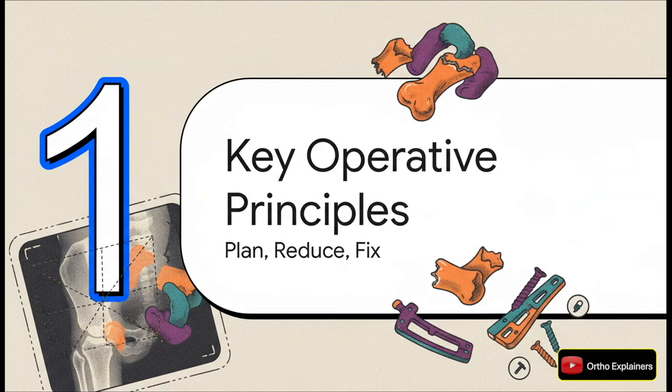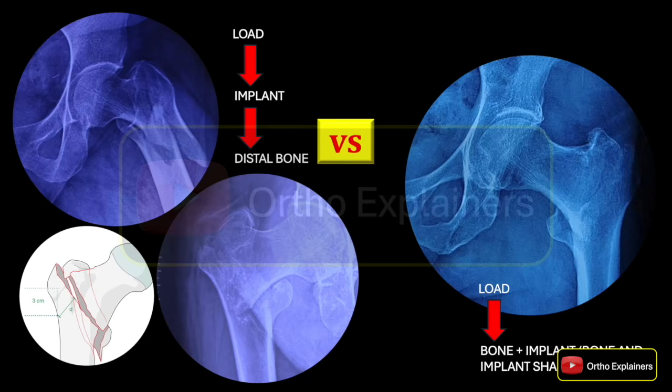This first section is all about the fundamentals that really dictate your success, starting from the second you look at those initial x-rays. We're talking planning, reduction, and fixation. Look, the absolute first rule is this. You have to recognize instability. Why? It's simple. In these fractures, the bone itself can't share the load. That means every bit of stress from weight bearing goes directly through your implant. This makes your choice of hardware and, frankly, the quality of your fixation absolutely mission critical.